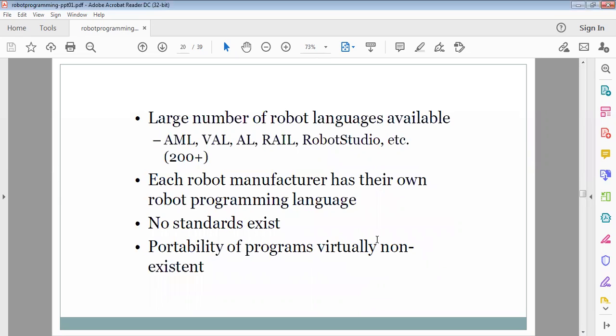There are a number of robot languages available in the market, mostly 200 plus. A few of them are AML, VAL (variable assembly language), AL, RAL, and Robo Studio. Robo Studio is the latest language. AML, VAL and company-specific languages were used in past days.